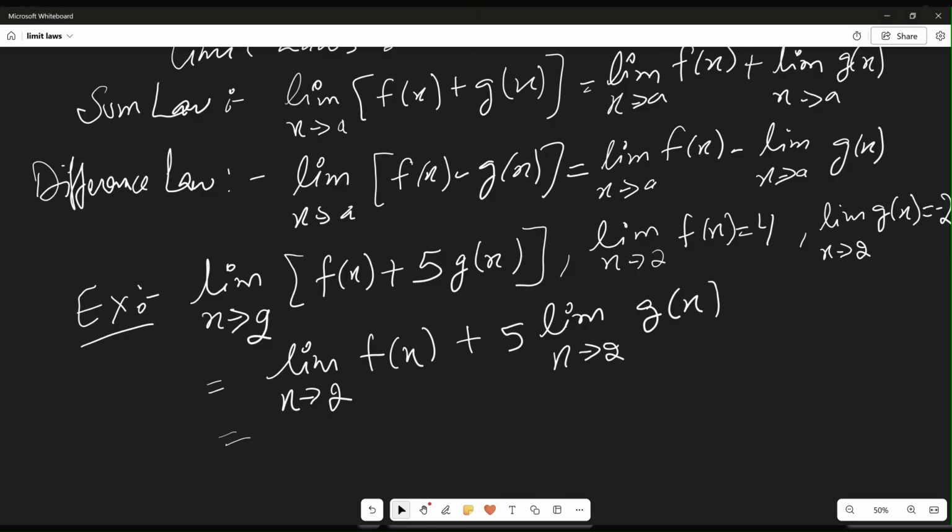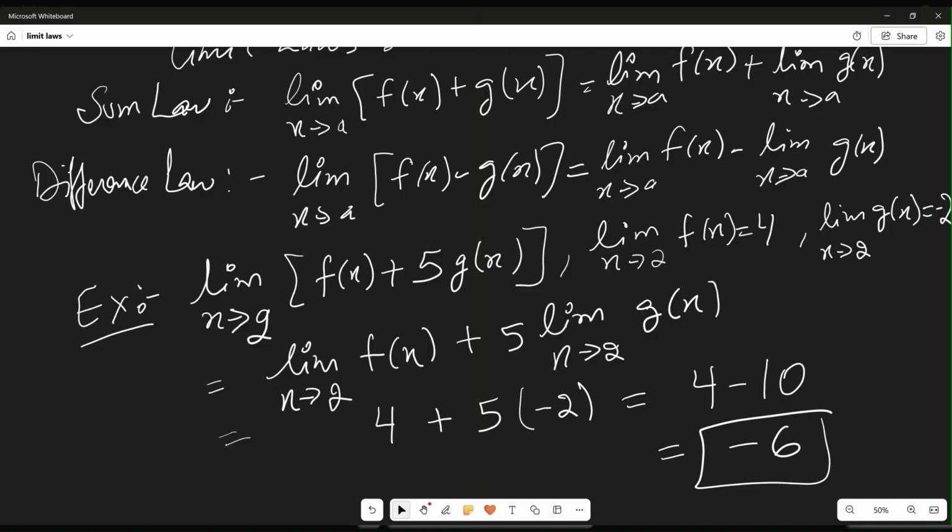Already, based off this, because this is given to us, limit as x approaches 2 of f(x) is equal to 4. So here comes 4 plus 5 times limit as x approaches 2 of g(x), which is equal to negative 2. This has already been given to us. So this is equal to 4 minus 10, which is equal to negative 6. So this is your answer.